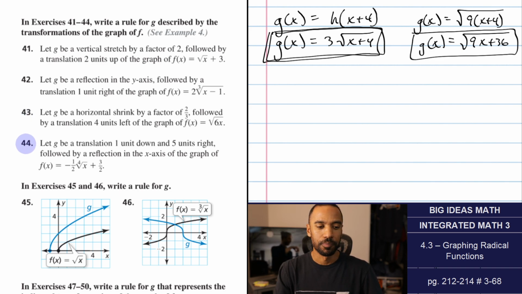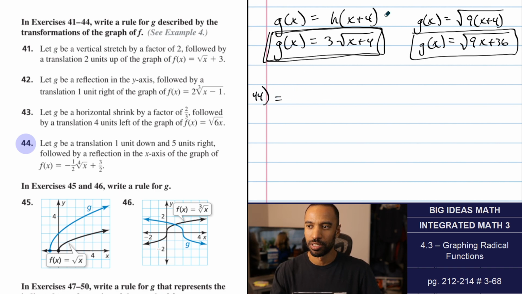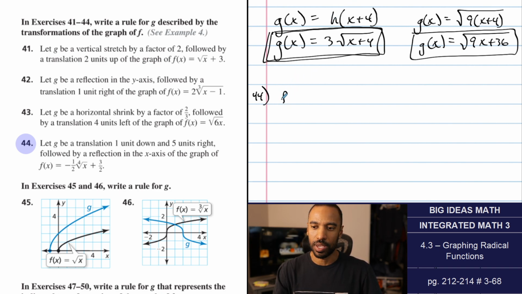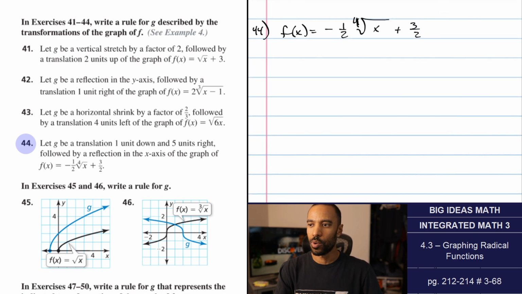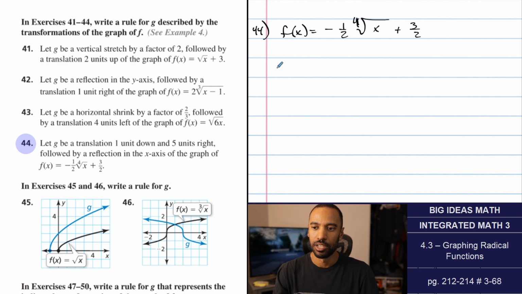Anyway, number 44. Let g be a translation 1 unit down and 5 units right, followed by a reflection in the x-axis of this graph here. Oh, look at that original equation. So we got f of x equals negative 1/2 times the 4th root of x plus 3/2. This is one you definitely want to do one part at a time, or let's do the translations together to begin with, but you definitely want to do them before the reflection just because you don't want to make a mistake on that part.